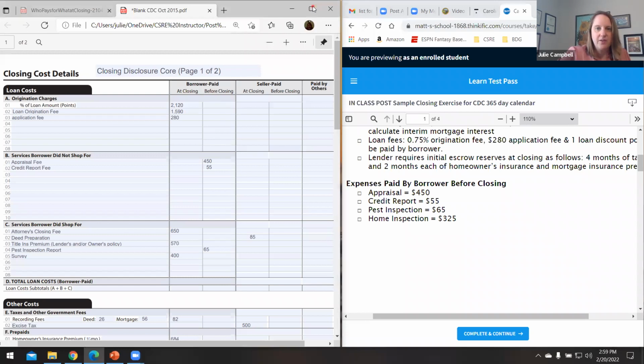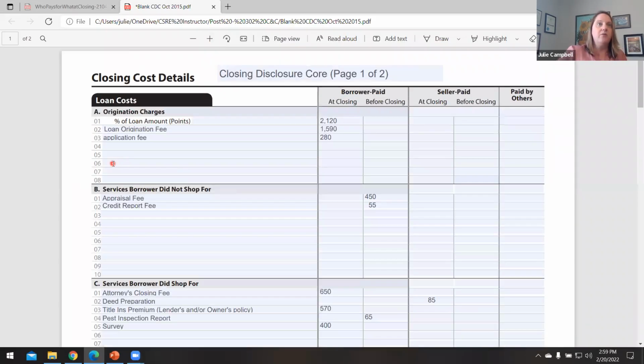So let's make this big so we can see it. Now that we have it filled in, let's talk about what the rest of this means. I've gone through the problem. I have it all filled in. I have it complete. I'm a little rebel when it comes to doing my closing disclosure. I kind of go against the grain a little bit here.